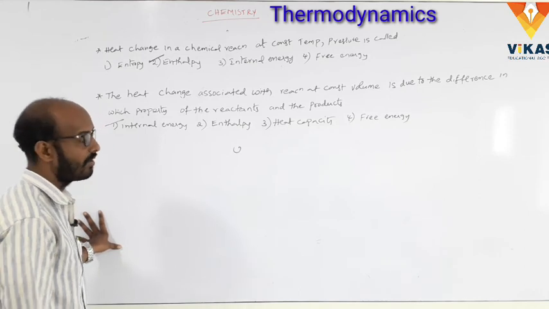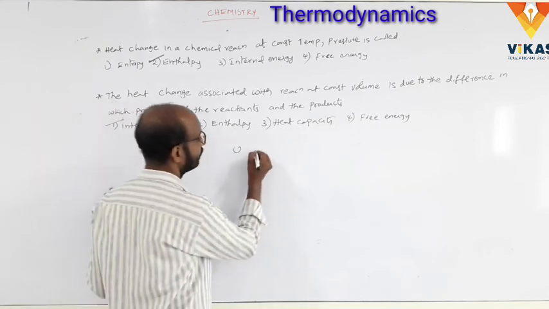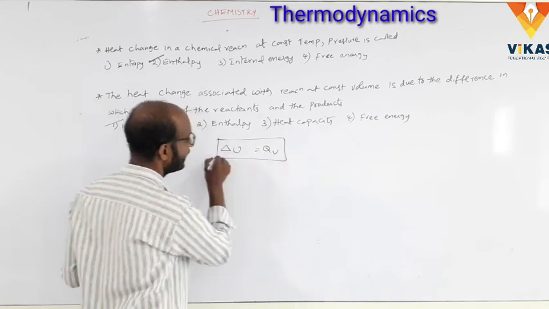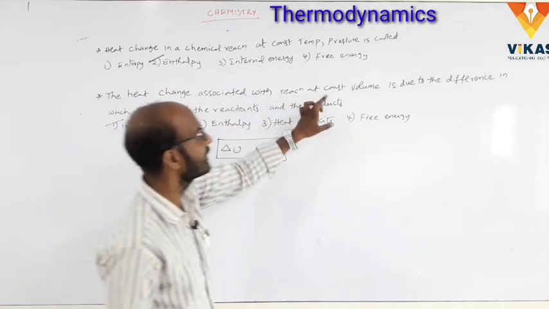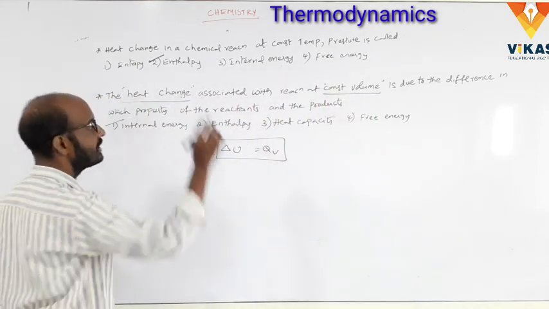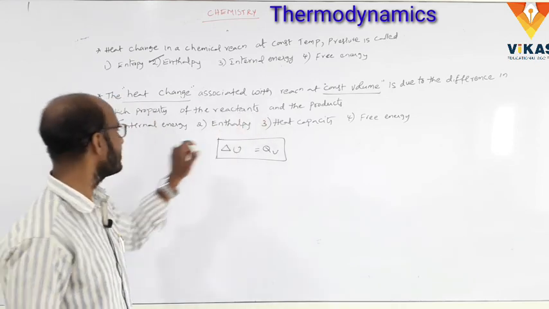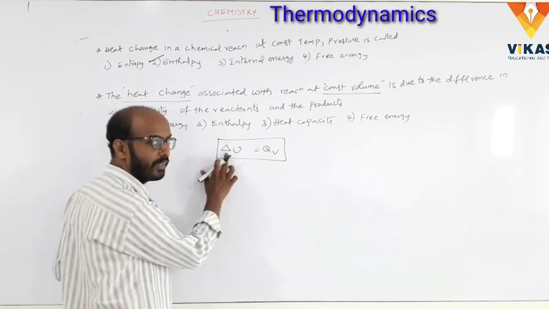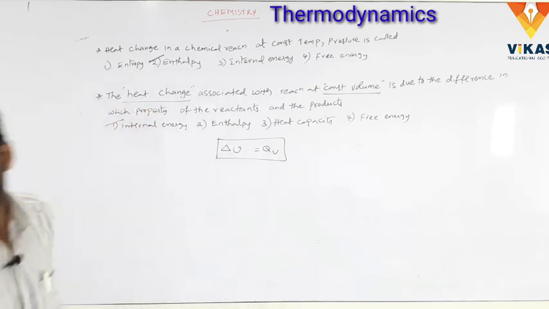I told one point about internal energy. That point is, it is the heat content at constant volume. Based on that point, the heat change associated with the reaction at constant volume is due to the difference in the internal energy of the reactants and products. The internal energy is the heat content of the system at constant volume. Clear? And next one.